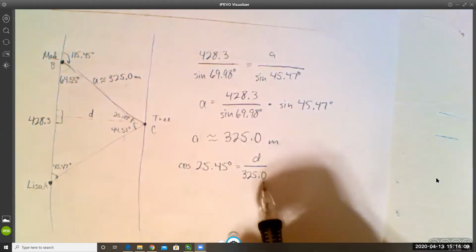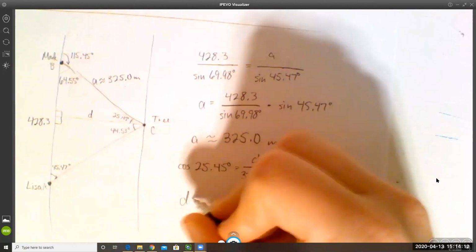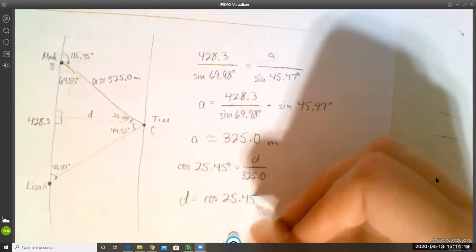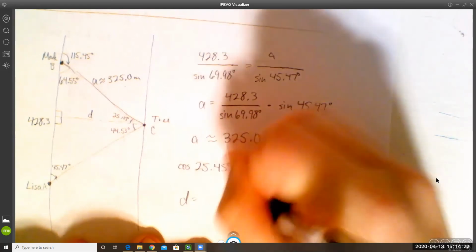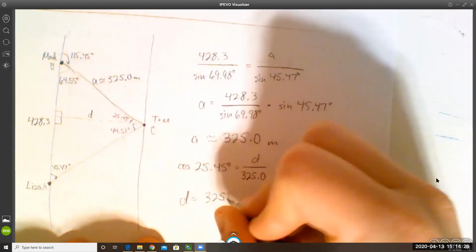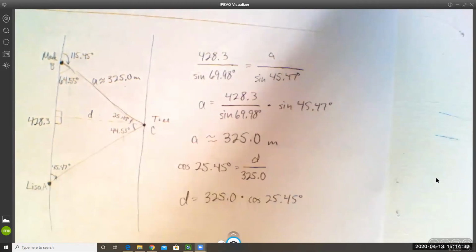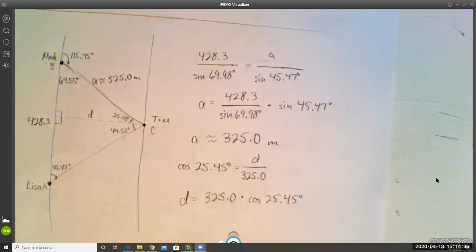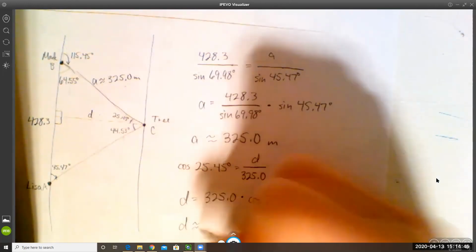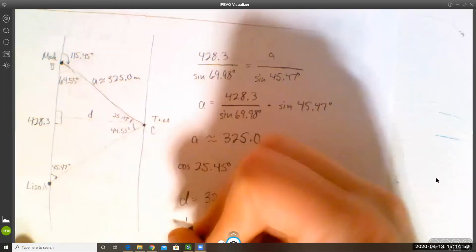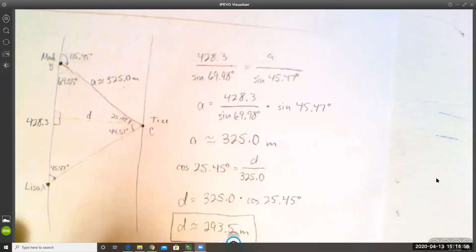And then solving for D, I would multiply both sides by 325. So D equals 325 times cosine 25.45 degrees. Okay, and then we're almost there. That comes out to about 293.5 meters. Okay, and that's the distance across the lake.